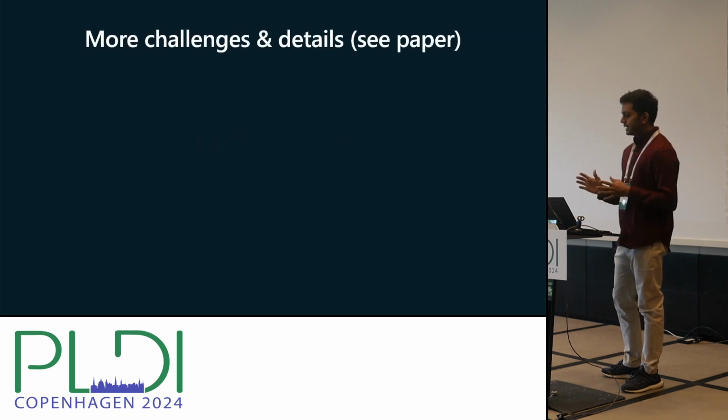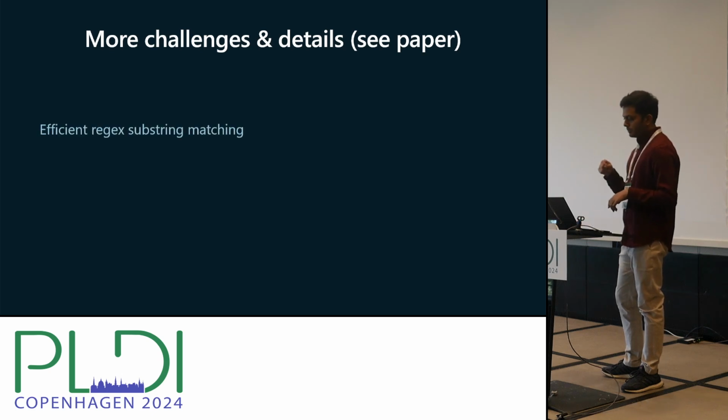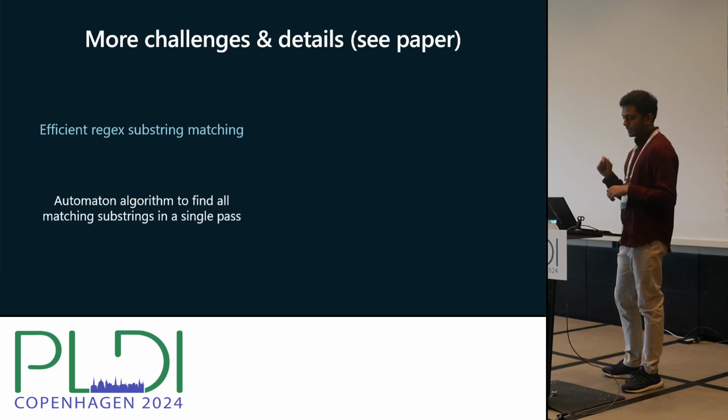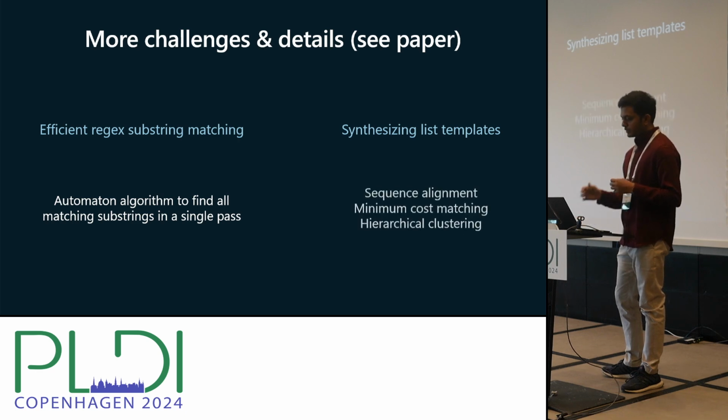There are many more details and challenges that we discuss in the paper, but which I will not have time to cover in this talk. For example, each backwards jump from the dynamic programming algorithm involves a language inclusion check. Doing so naively is expensive. In the paper, we show how we can find all matching substrings efficiently in a single pass using an automaton construction. Similarly, we also show how to synthesize templates for higher ordered structures like lists, with the string templates as a subroutine, using classical algorithms such as sequence alignment, minimum cost matching, and hierarchical clustering.